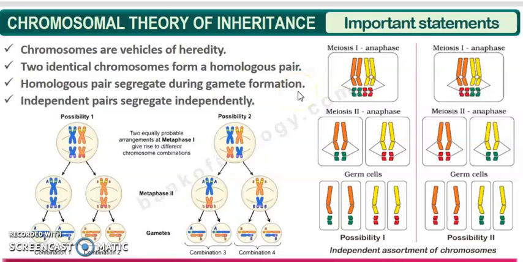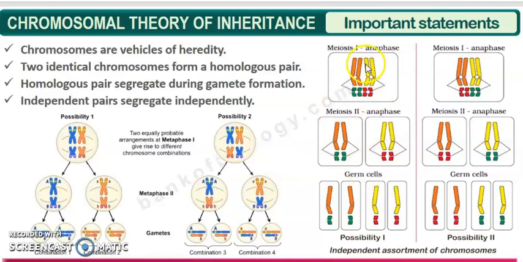So the genes get separated, or the factors get segregated during gamete formation, and they form independent pairs, or the independent pairs will segregate independently, right? So we'll see how this process happens in the meiosis. Here we have taken the representation of 4 chromosomes again, but we have shown 2 possibilities of this, right? So this is one possibility of the meiosis process, and this is the other possibility of the meiosis process. You can see it here.